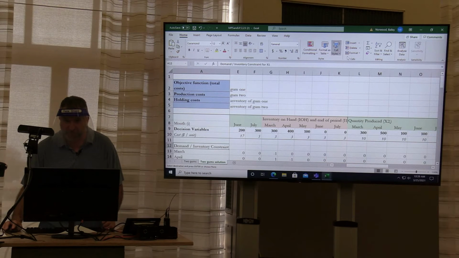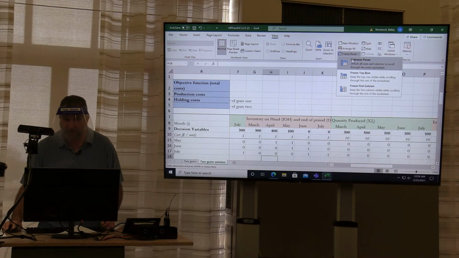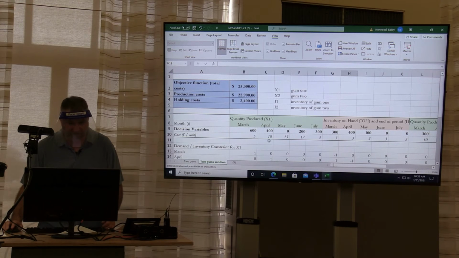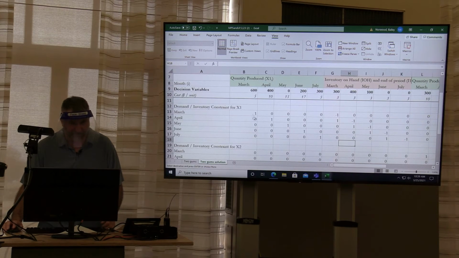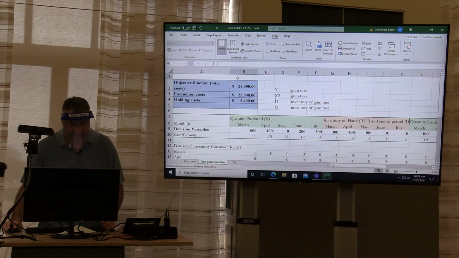Let's review for a minute. You can see I have the scroll lock down. I'm going to remove it because I want to freeze panes, unfreeze panes. I'm going to freeze panes there.